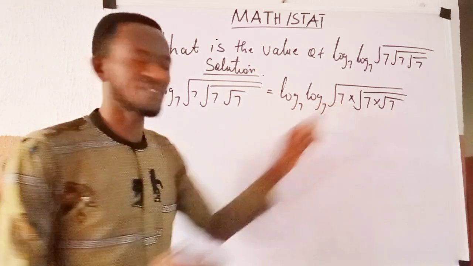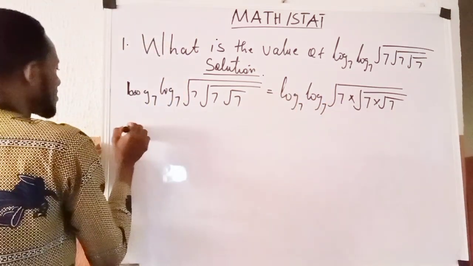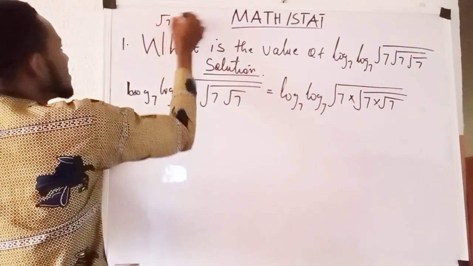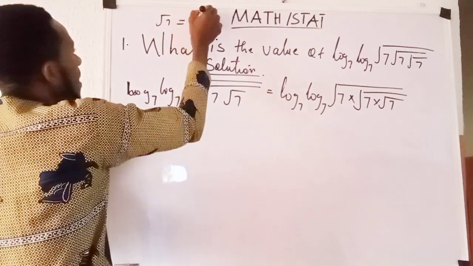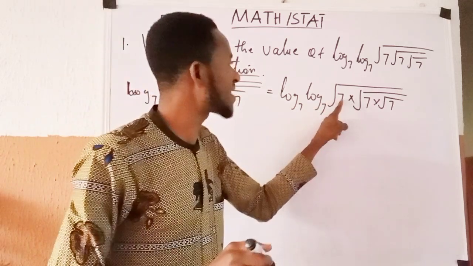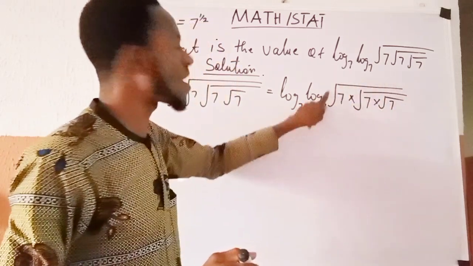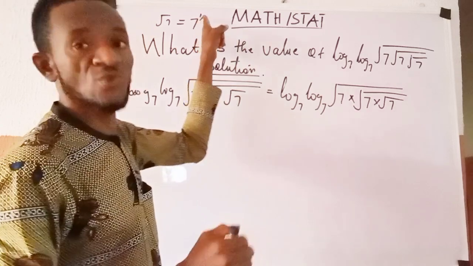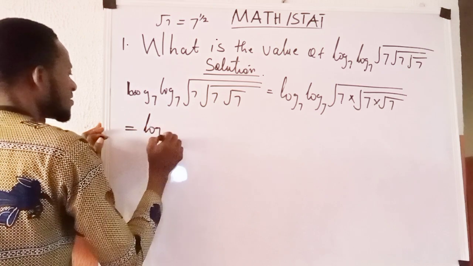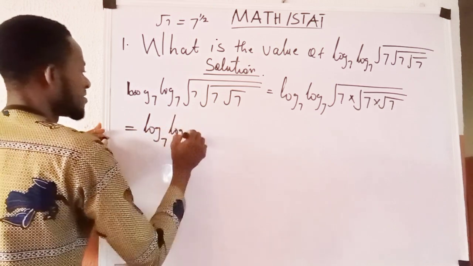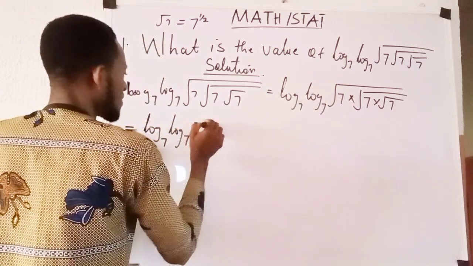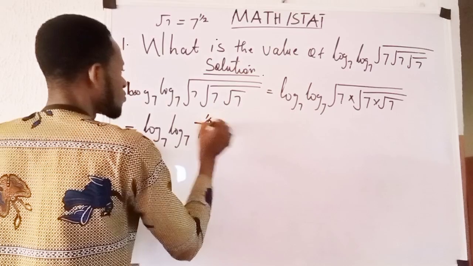Step number 2 is that this quantity is equal to the following. Remember that any day you talk about root 7, it is the same thing as 7 raised to power 1 over 2. That is what it means. And this 7 that is here contains only 1 square root, so it is going to be raised to power 1 over 2. So meaning that this is the same thing as log base 7, log base 7, I'll come to the very first 7. It becomes 7 raised to power 1 over 2.